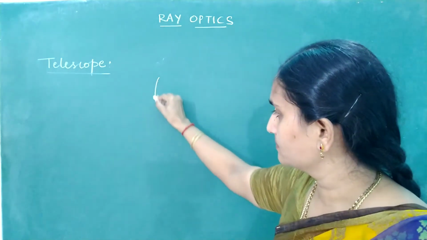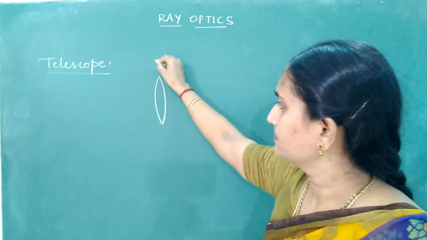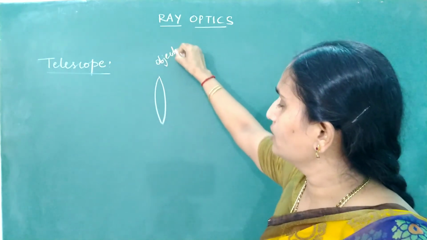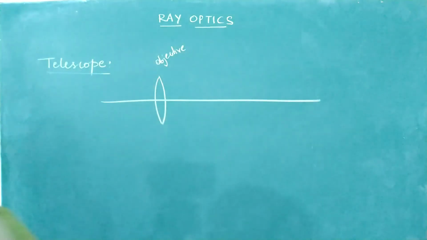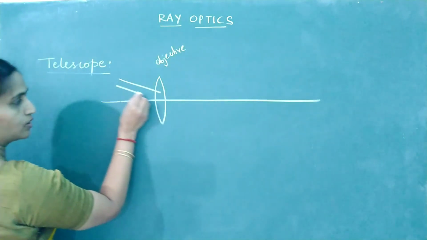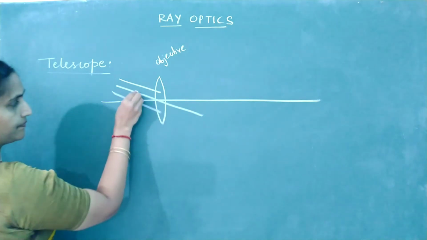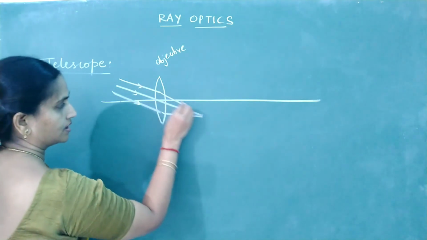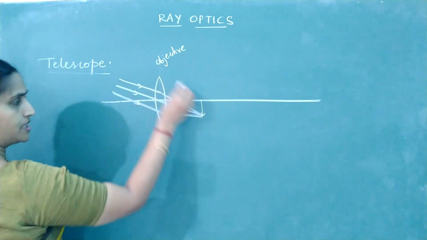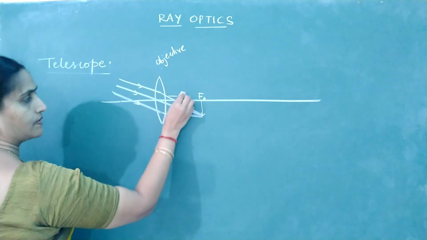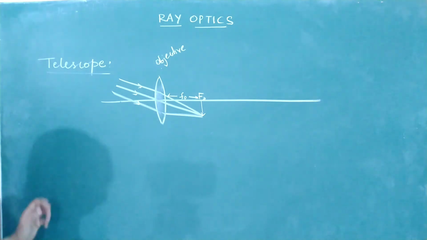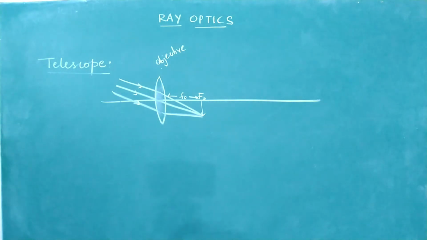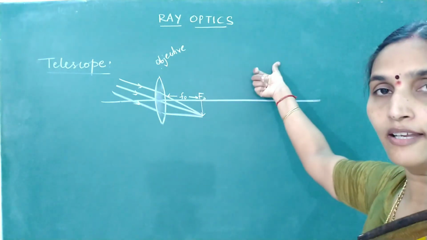I'll show you one ray diagram. This is your objective lens, which is generally of large aperture. We know rays are coming from infinity. I'll show a minimum number of rays, only 3. They come and converge at the focus of the objective lens. This is F naught. Now in between the objective and eye lens, we are going to introduce one more lens which is called an erecting lens. This lens is going to convert this inverted image into an erect image.